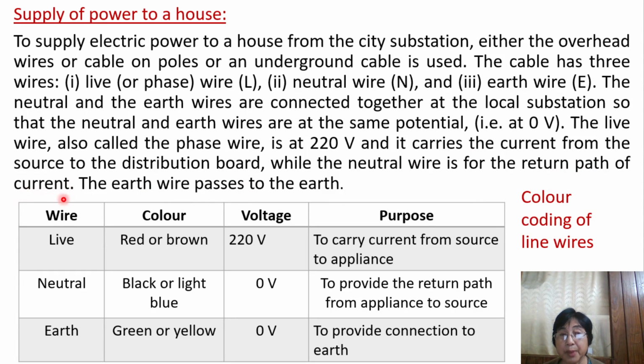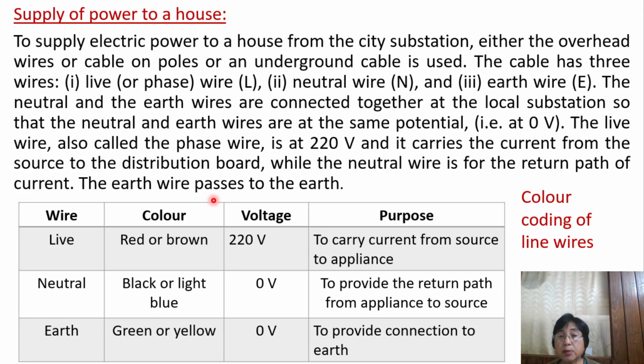Okay, the return path of the current is through the neutral wire. Then the earth wire passes through the earth. So it is the one that has a connection to the earth, so we call it the earth wire. Okay. So that is how we get the supply of power to a house.